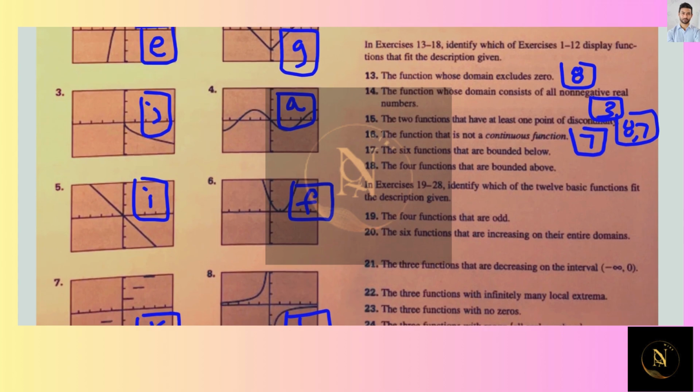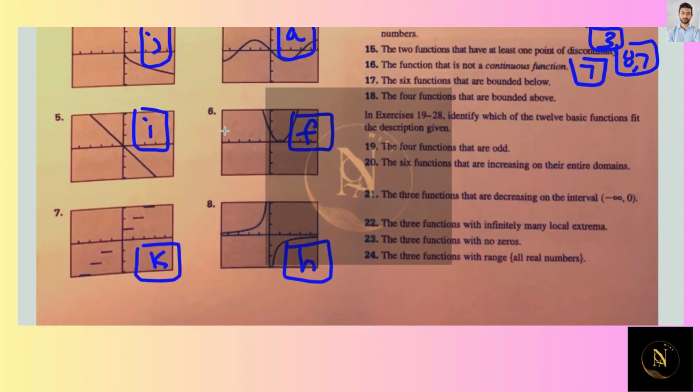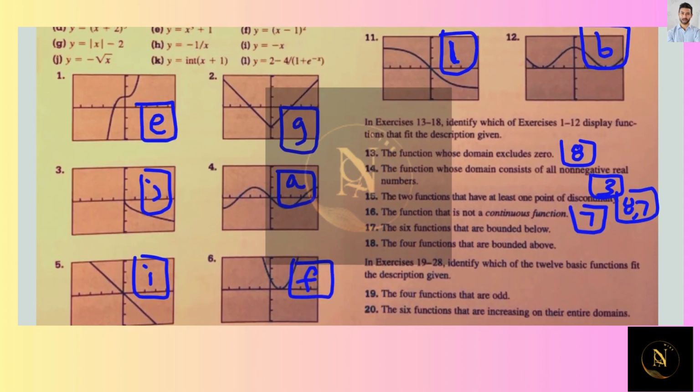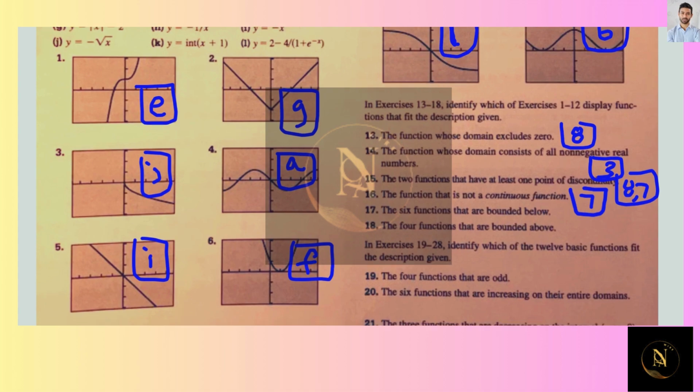The 6 functions that are bounded below, and the 4 functions that are bounded above. So the 6 functions bounded below, honestly not sure. I might be missing something for these two, so I'm going to skip over those.